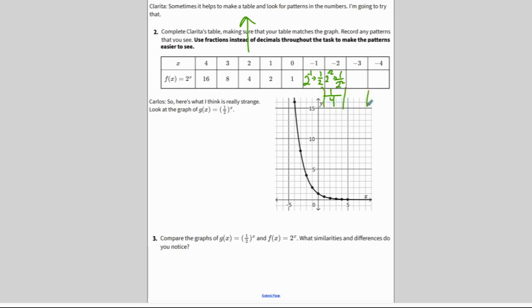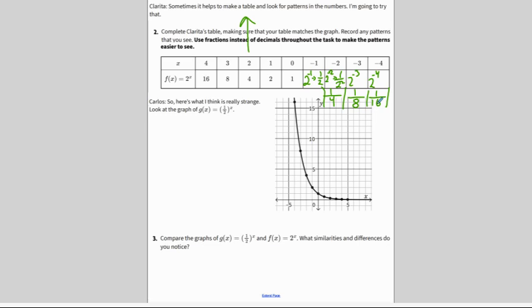Now, this next one, we got 2 to the -3. If you type that in your calculator, you get a really small number. But really, this becomes 1/8. 2 to the -4 becomes 1/16.